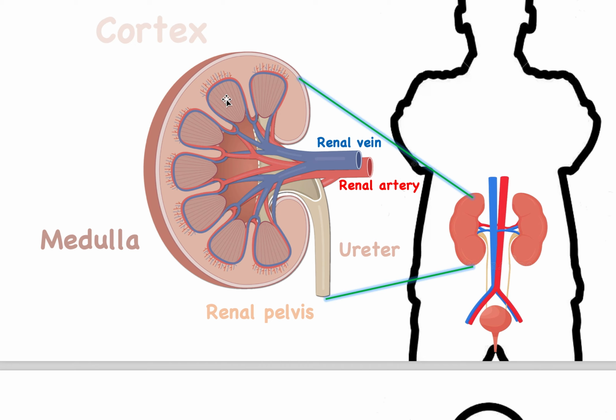This is called the medulla. So the medulla is this word. I tried to color code it as much as possible. The medulla is this one. The medulla leads into this space here called the renal pelvis, this dark spot.